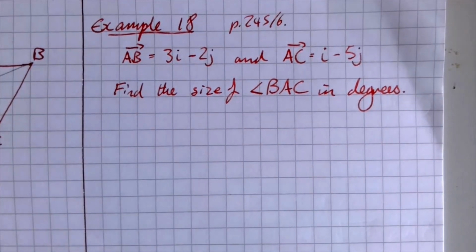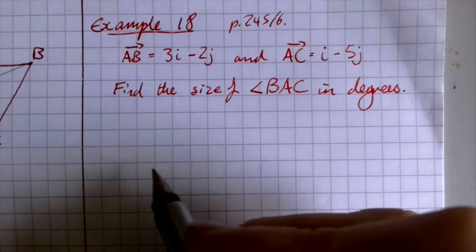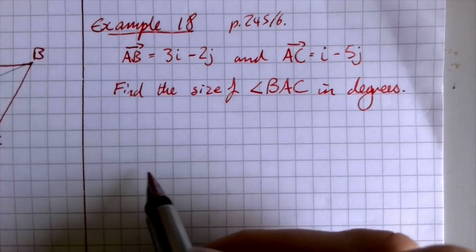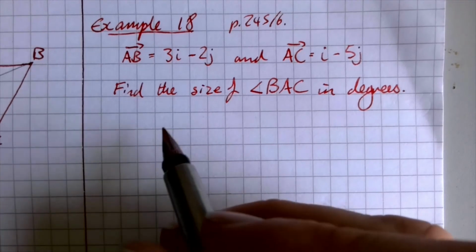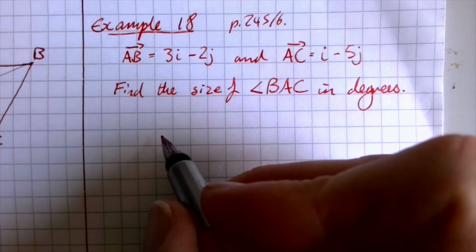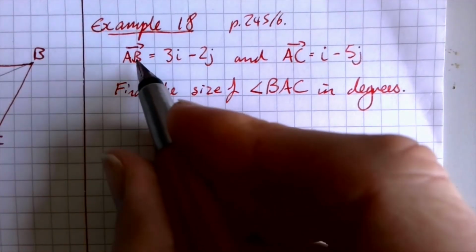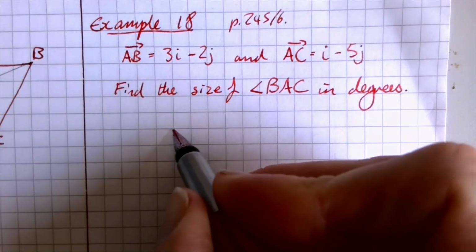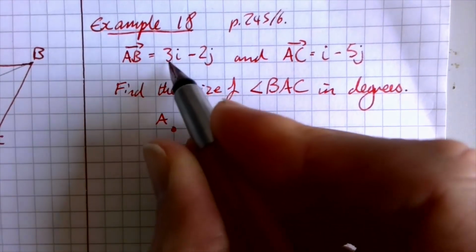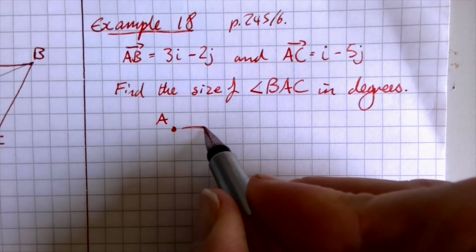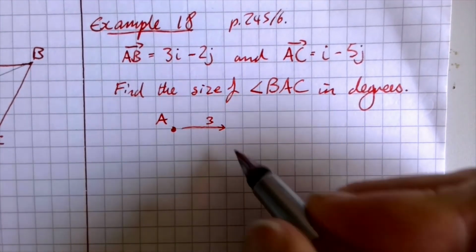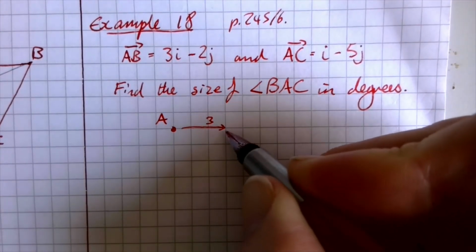Well, the only way to make sense of this is, as ever, with a drawing. There's no point putting my x and y axes in there, but I can still think in that way. So I'm going to start from A, because that's what I'm told about here. So here's A, and 3i means 3 to the right. I'm just going to pencil that in with a pen, and then down 2.